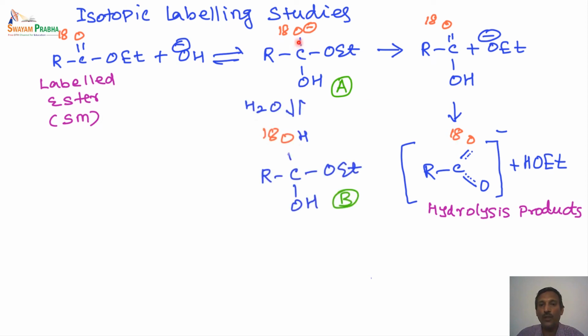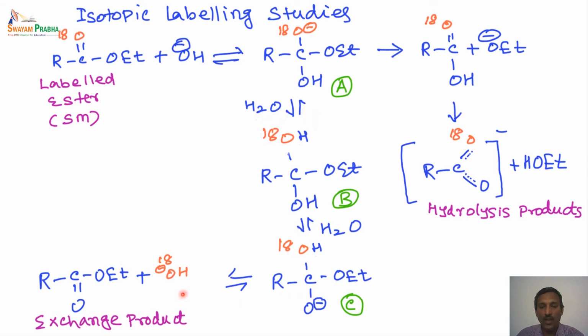There is one more thing that can happen. If we treat this with water, the steps are going to be the same. A proton from this water molecule is abstracted by the O minus, and we end up with the OH group here, and this OH group can abstract a proton from this hydrogen. So we end up with the O minus as shown here, which can lose the OH minus, which is the labeled one.